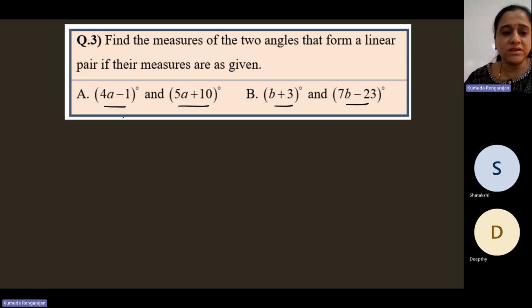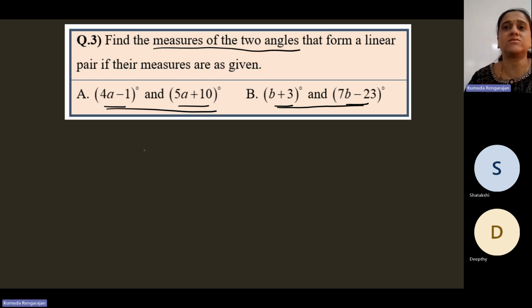All right. Now, it's given that these two angles form a linear pair. Given that, you should find the measures of the two angles. Measures meaning the numerical value, like 50 degrees and 130 degrees, 120 and 60. So find the numerical value.